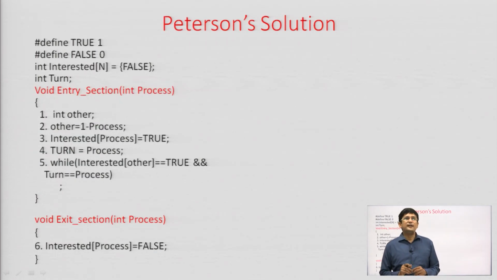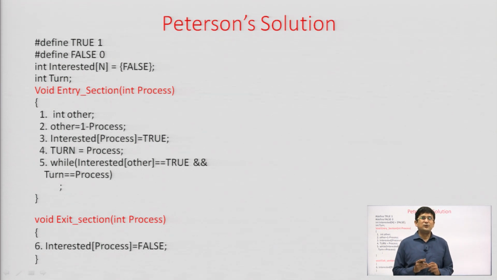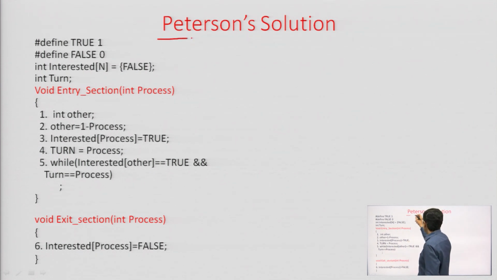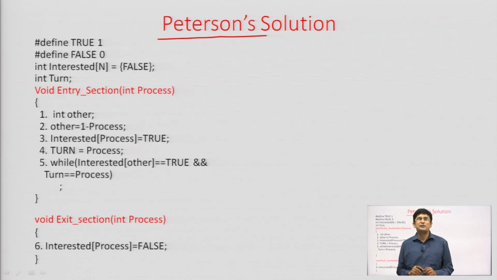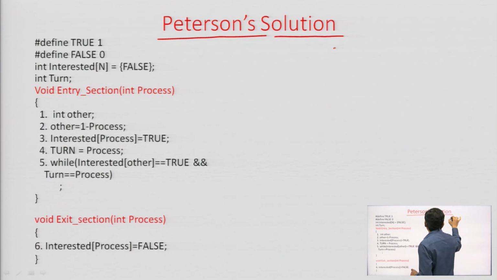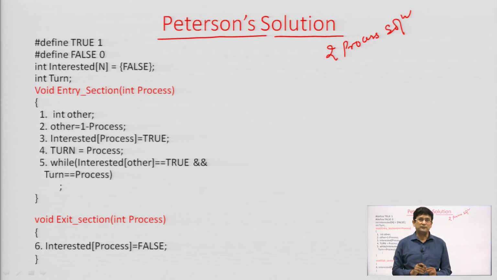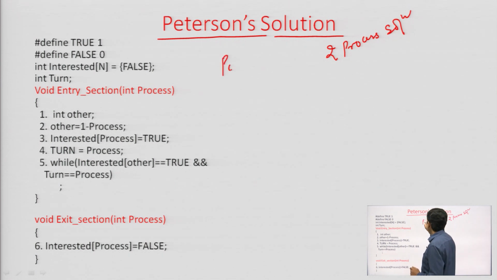Now, let us deal with the solution which combines the interest and the turn. This is known as the Peterson solution. So, this is the first acceptable solution between the two processes. First we should learn that this is a two process solution. This cannot be applied for multiple processes. So, there are two processes here, let us say P0 and P1.